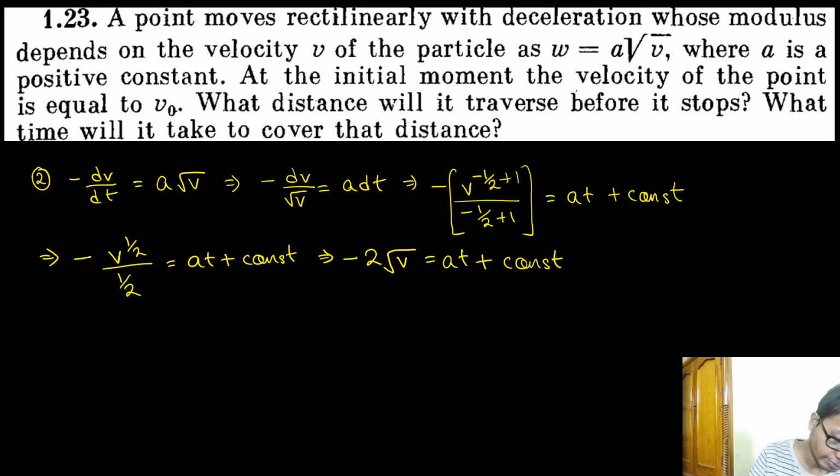Now what was our boundary condition? Our boundary condition was at t equal to 0, v is equal to v naught. At the initial moment, that means at t equal to 0, v is equal to v naught.